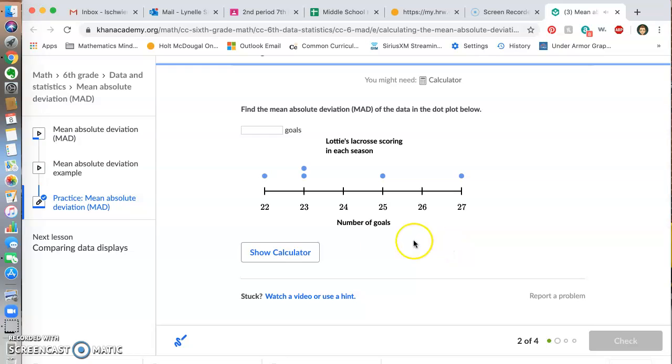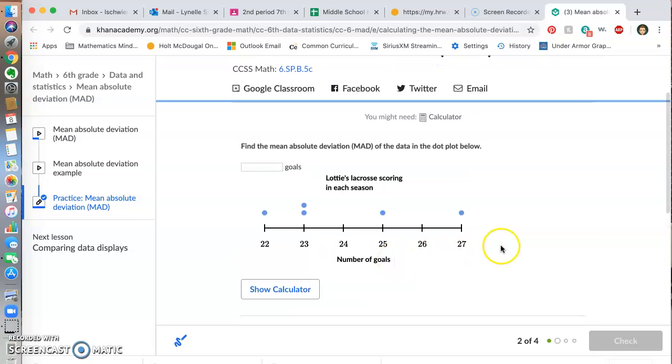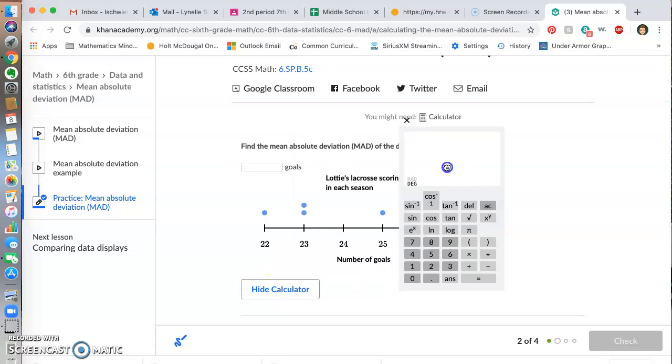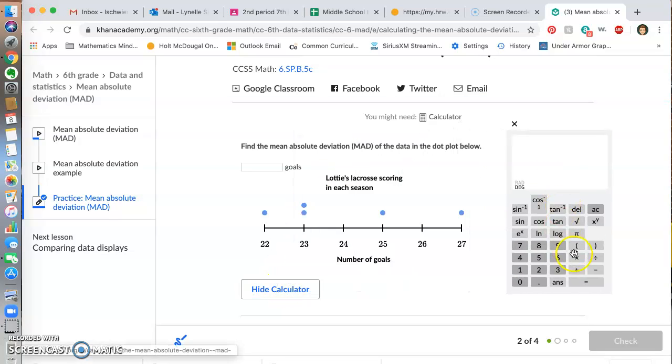This next one I will use their calculator so that you can see what I'm talking about. All right, so we've got 1, 2, 3, 4, 5 numbers here. When you see 2 dots, that means you have to use that number twice. Okay, so I'm going to add up 22 and 23, another 23, 25, and 27. So 5 numbers.